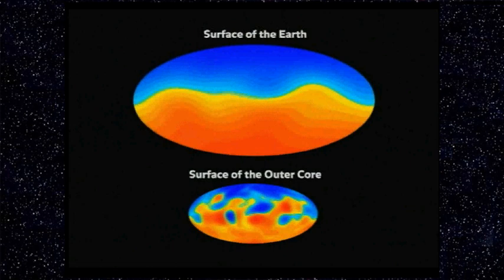Again, red represents outward-directed magnetic field, and blue represents inward-directed. So this is looking at just the radial component, and this is what it looks like at the top of the core, the bottom of the mantle. It's more complicated because it's closer to the source. The source of all this is below the core-mantle boundary. So I'm going to show you this.